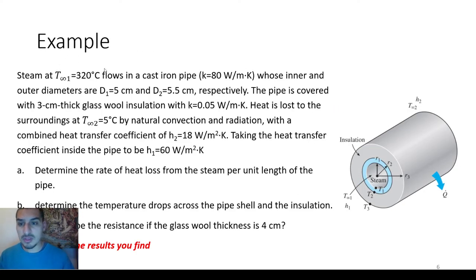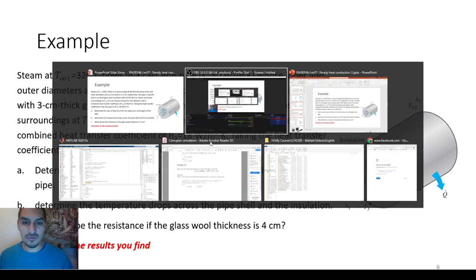On this problem here, the temperature inside is 320 Celsius, and outside is 5 Celsius, so it's very cold outside. This is the diameter of interest, which is the inner diameter of the insulation, or the outer diameter of the pipeline. We know that K equals 0.05, and we know that H is 18. This is the combined heat transfer coefficient.